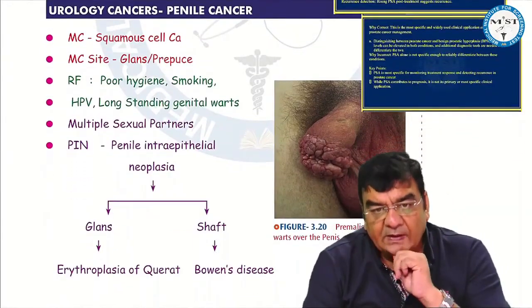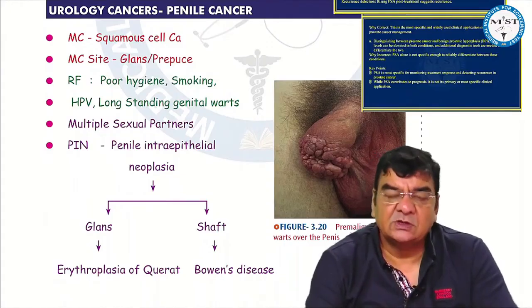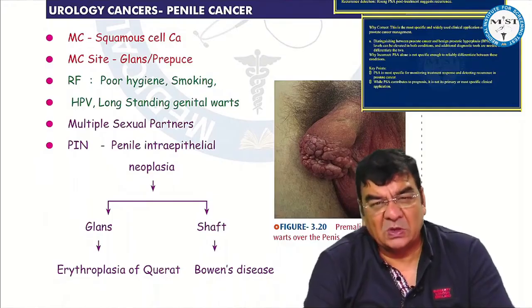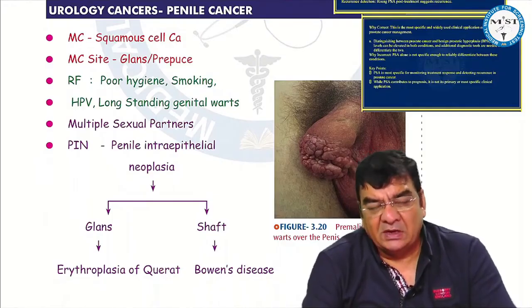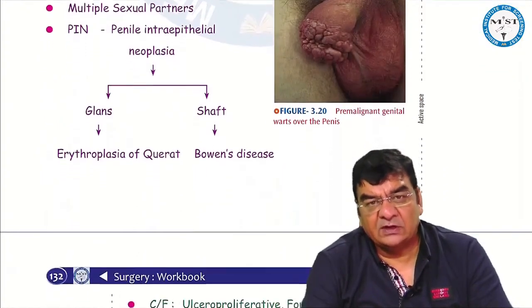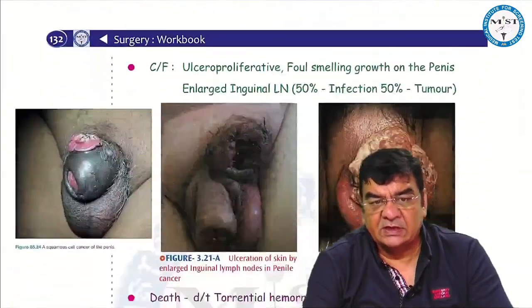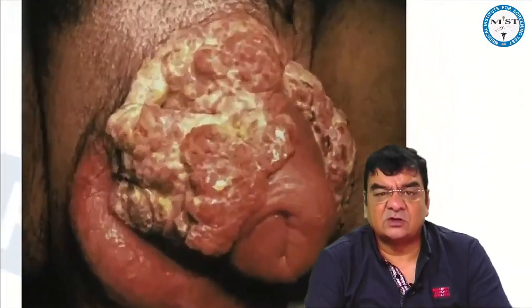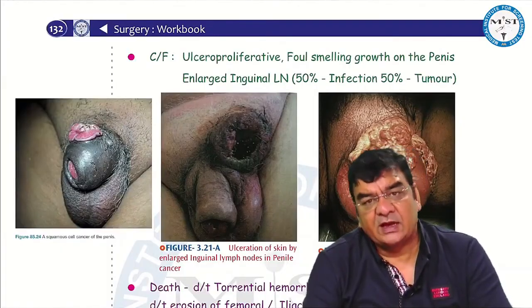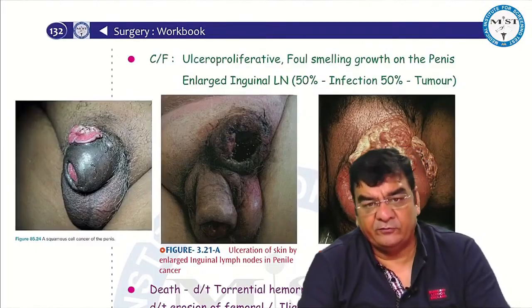Penile cancers are squamous cell carcinomas, most commonly at the glans papillae. Risk factors would be poor hygiene and smoking, human papillomavirus, long-standing genital warts, multiple sexual partners. Penile intraepithelial neoplasia involving the glans is erythroplasia of Queyrat, involving the shaft is Bowen's disease. Clinically, the patient can present with an ulceroproliferative growth over the penis, and just like anal cancers, penile cancers also present with enlarged inguinal lymph nodes.